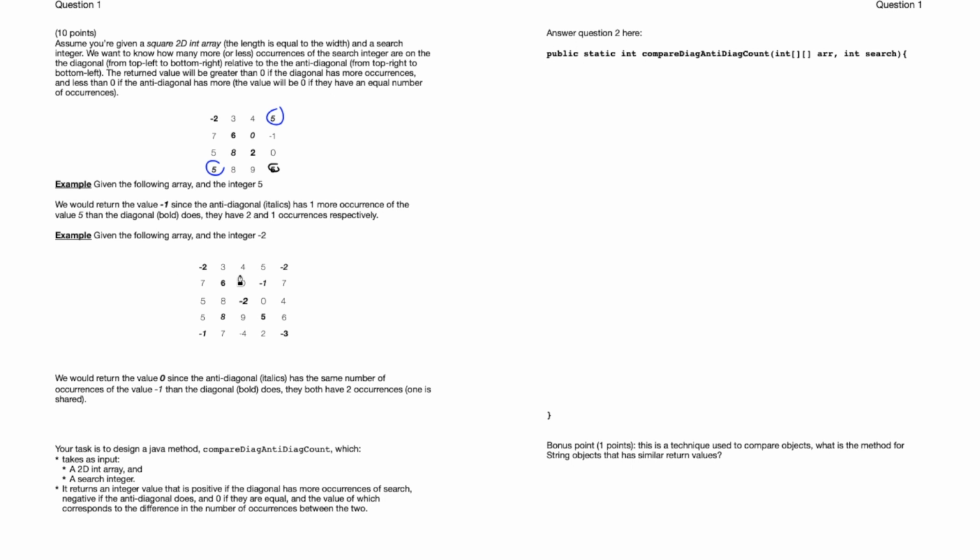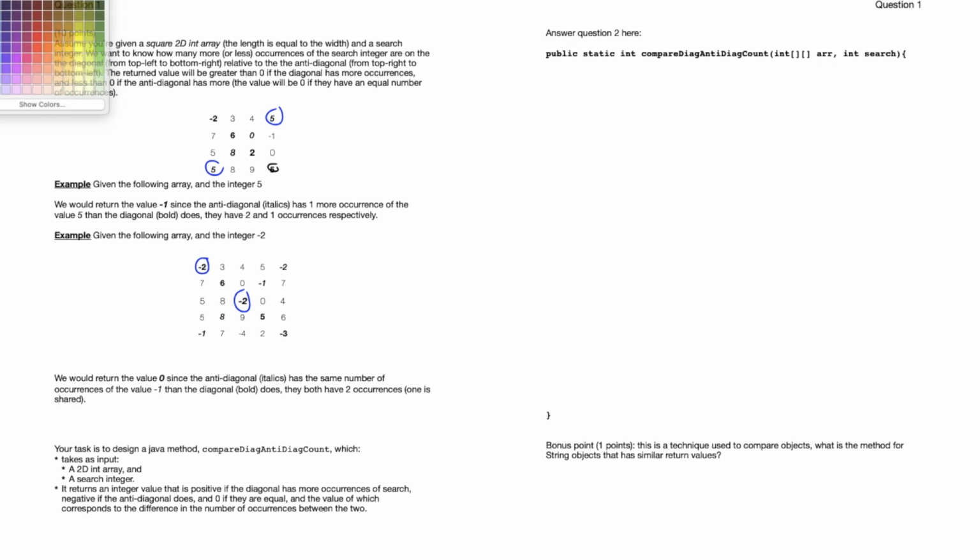In this second example, we're given the following array and the search integer -2. So the diagonal has 2 instances of -2, and the anti-diagonal has 2 instances of -2. So in this case, the return value is 0 because the anti-diagonal and the diagonal have the same number of occurrences. They both have 2 occurrences, even though one of those is shared.